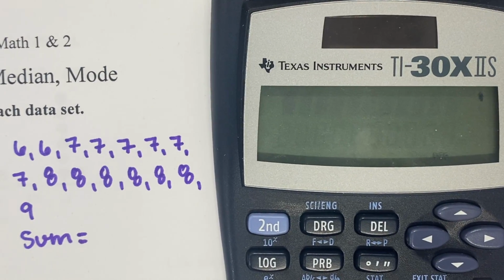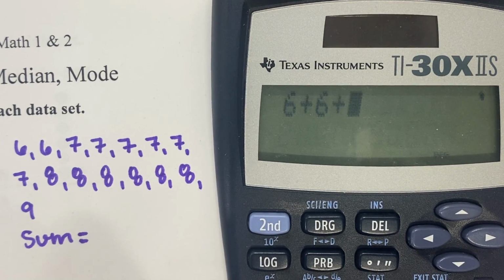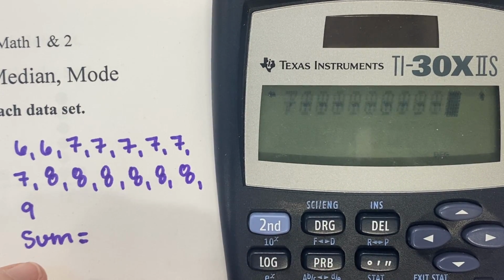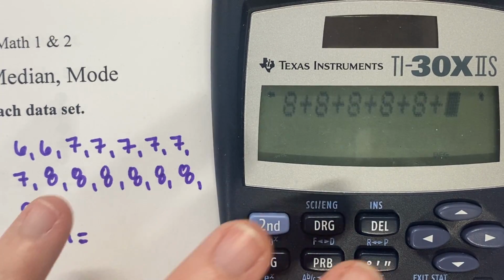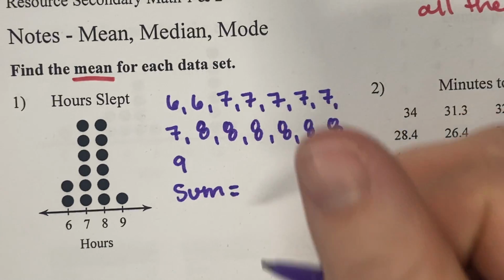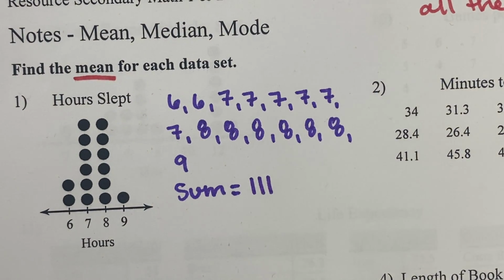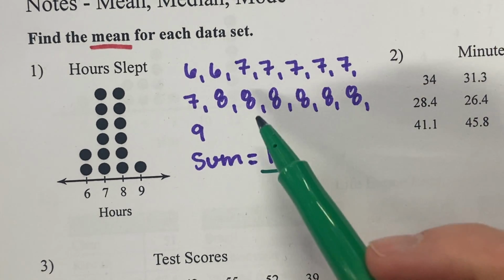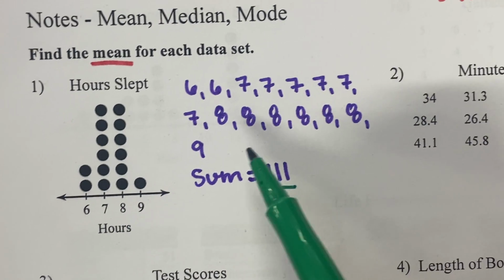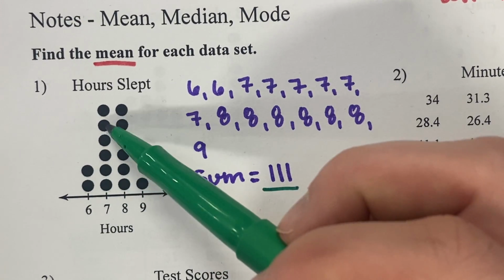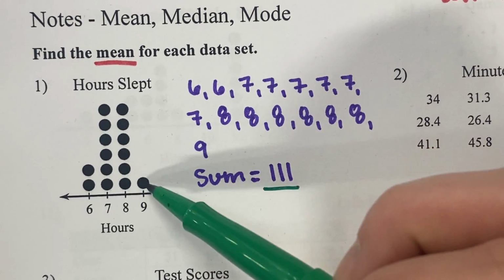So let's go ahead and put this on our calculator. 6 plus 6 plus 1, 2, 3, 4, 5, 6 7s, plus 1, 2, 3, 4, 5, 6 8s, plus 1 9 is equal to 111. Okay, so the sum is 111. Then we're going to take our second step and divide by how many data points we were given. This is how many dots or how many numbers we were given. So 15.